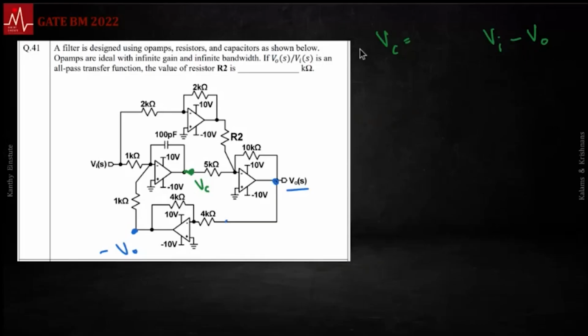And it's an inverting amplifier, so there is a negative there. The ratio of impedances: Z is 1 by SC, and this is R. So that is 1 by SCR. This bit is a summer. I cannot color code it any further.